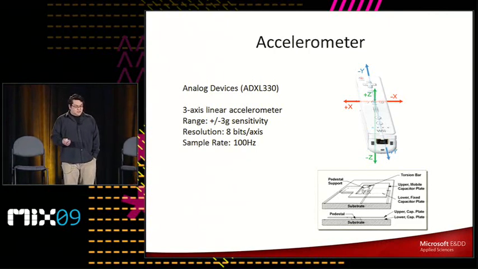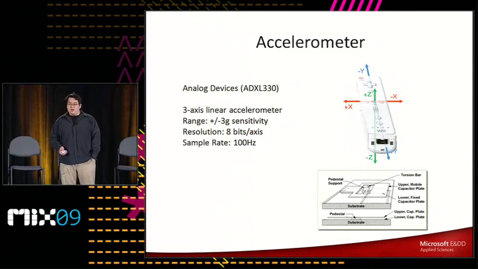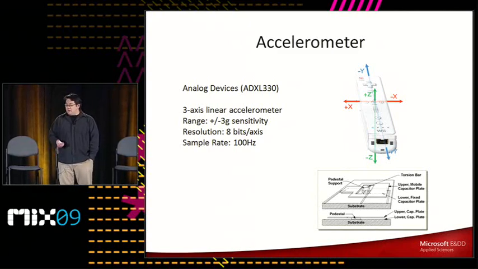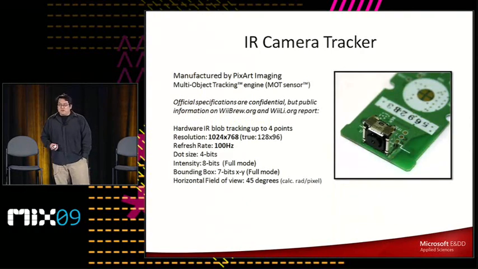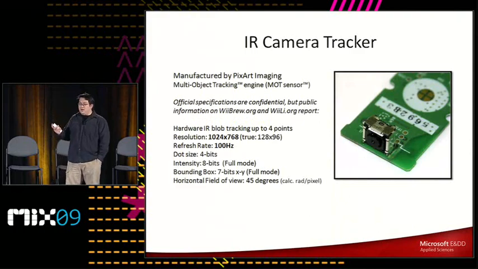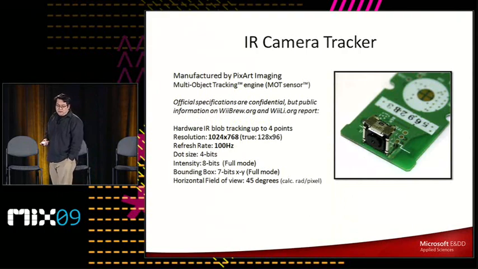This is a standard part from a company called Analog Devices, and you could actually buy one individually and just start programming with it if you made your own little sensor device. The part that I think is most interesting about the controller is the infrared camera that's built into the front of it. It's manufactured by a company called Pixart Imaging.